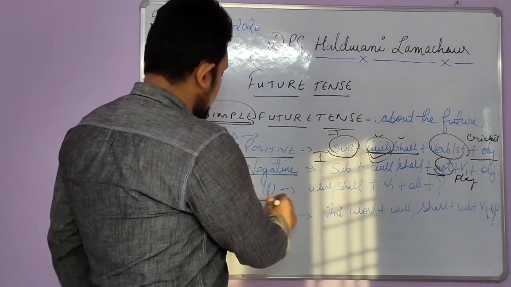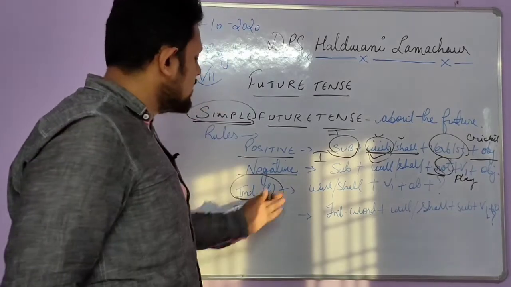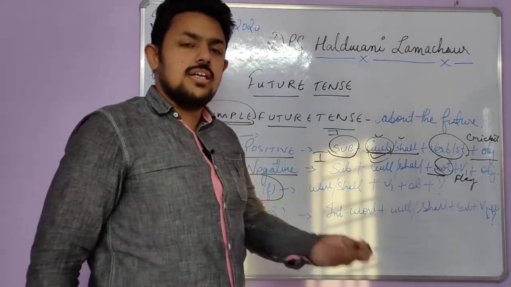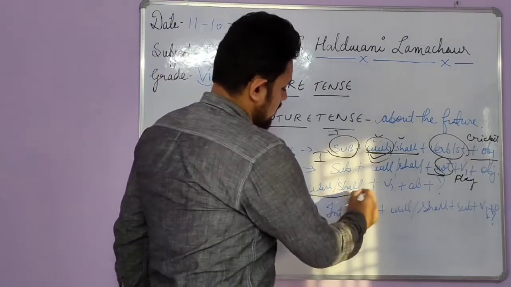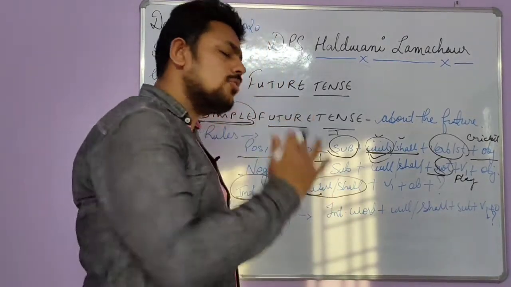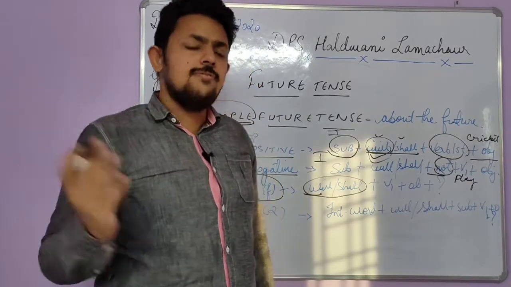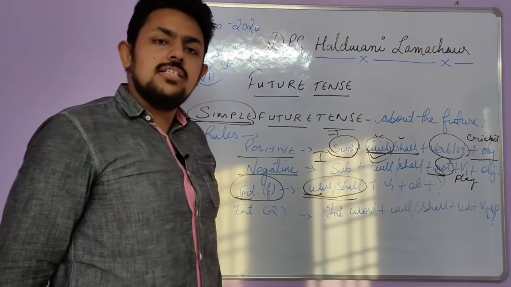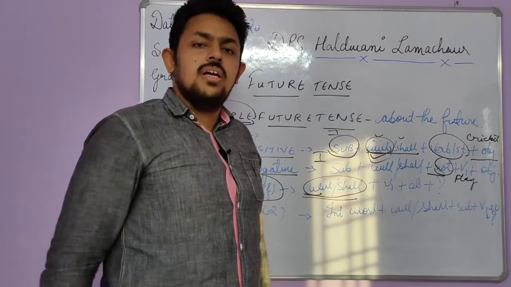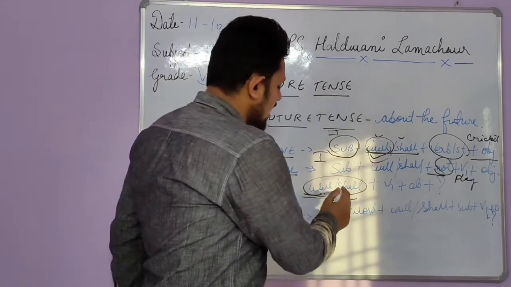Now the interrogative. How to use the interrogative sentence in future tense. In simple future tense, first of all, we will put will in the question like we were doing with do, does, has, have. Similarly, we will do with will. In the past tense, we were using has, had. In the first one, we were using do, does. Now we are using will and shall.